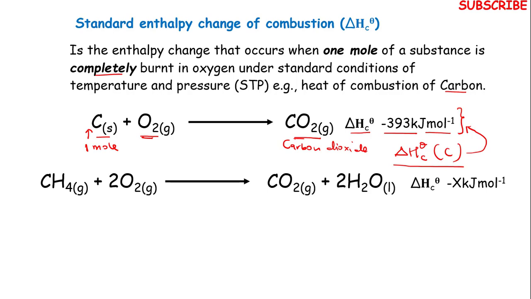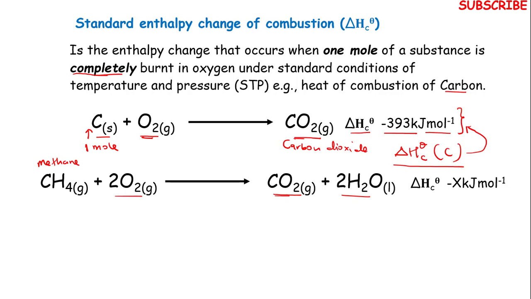The second example, we can try to look for the enthalpy change of combustion of our methane. So when you look at methane, CH4, if we burn it in excess oxygen or completely in oxygen, we shall also produce carbon dioxide and water. In this case, we are not producing carbon monoxide. Otherwise, we shall not be burning it completely.